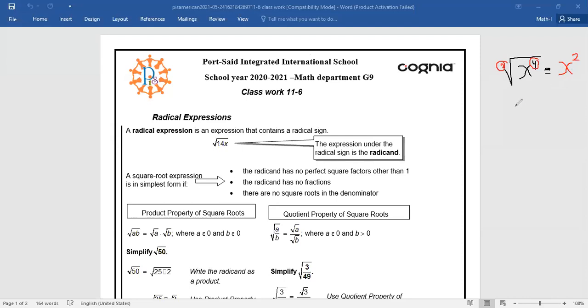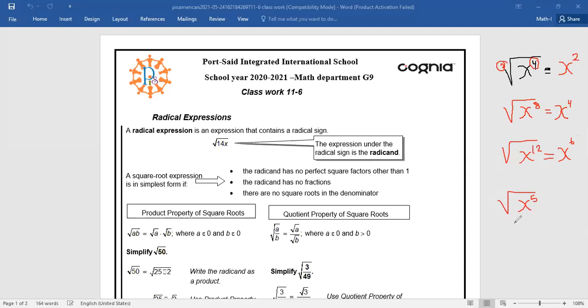2. So if I say something else, what about if I have x to the power of 8? What will the answer be? 4. Yes, x to the power of 4. Very good. What about if I have square root x to the power of 12? The answer will be x to the power of 6. What about if I have a square root x to the power of 5?